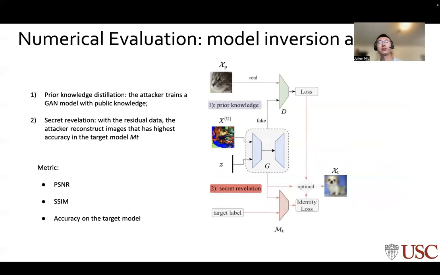We also conduct model inversion tests against SML. This model inversion attack is a very powerful method that uses any prior knowledge we have to do the model inversion. To measure the performance of this attack, we have the following metrics. The first two are PSNR and SSIM, which aim to measure the similarities between the training images and the reconstructed images. And the last one is accuracy on the target model. In this metric, we input the reconstructed images to the target model and measure the accuracy.